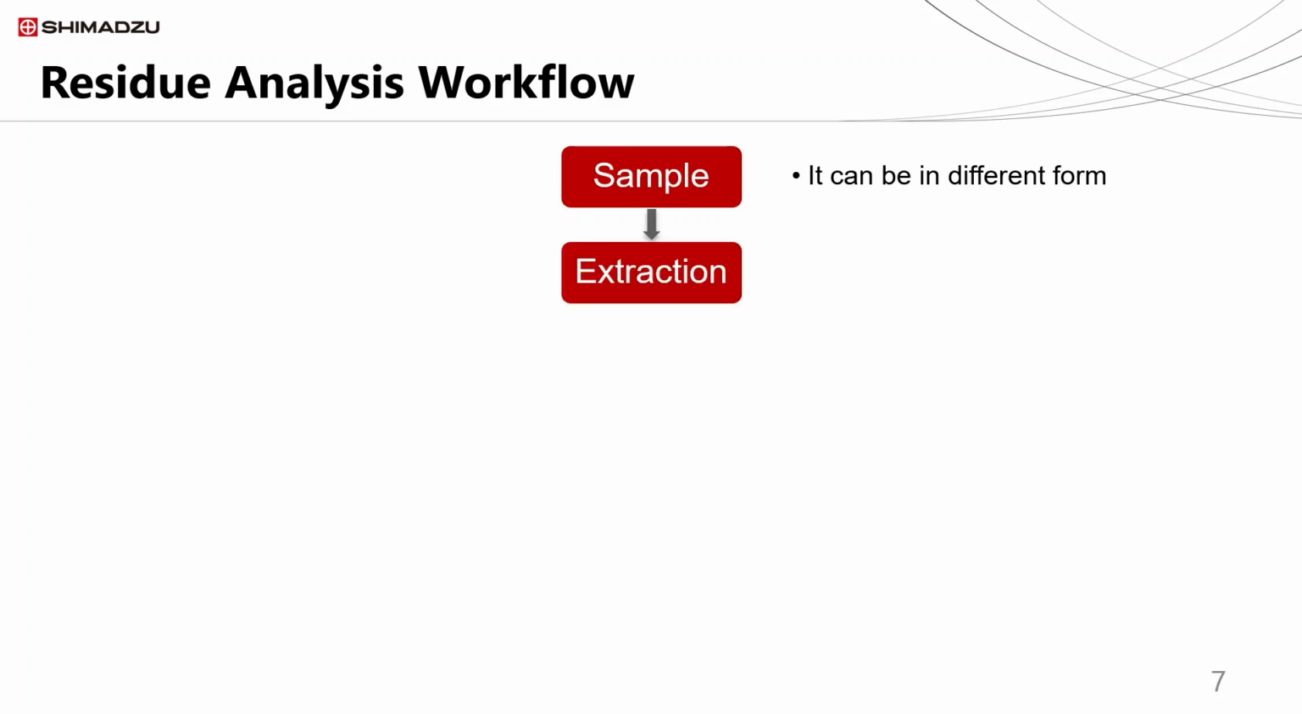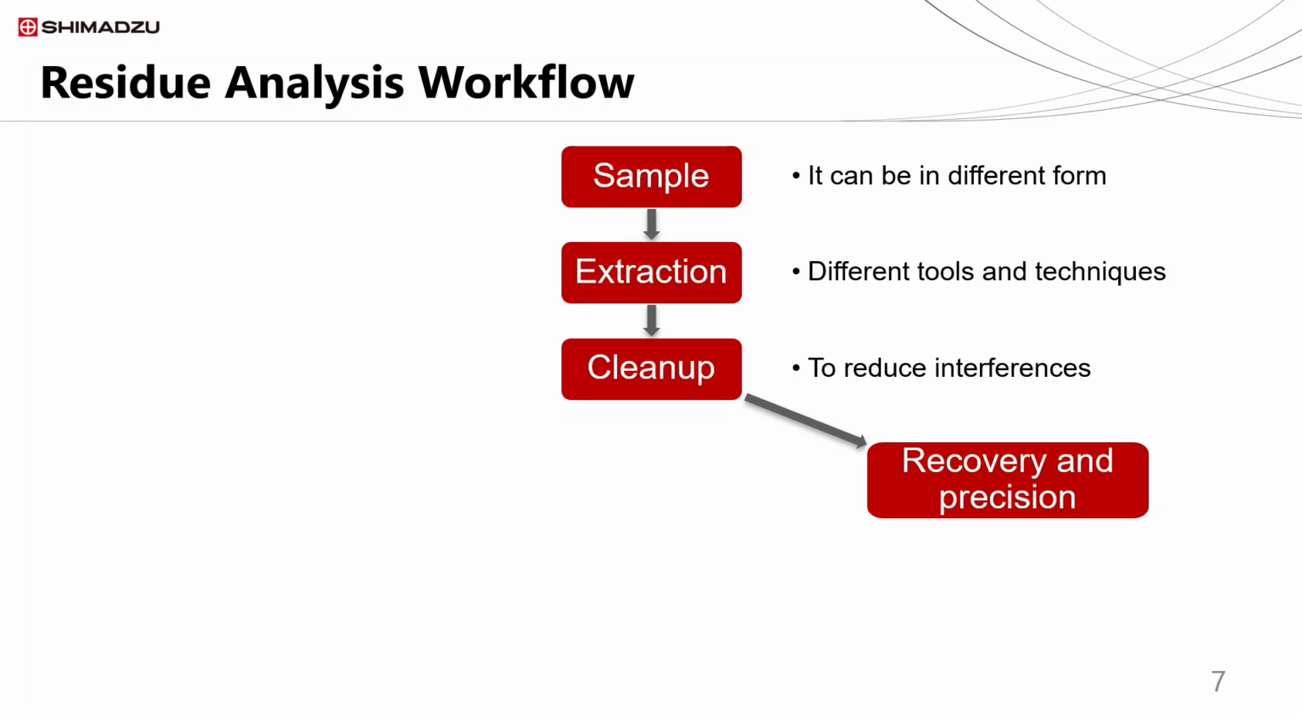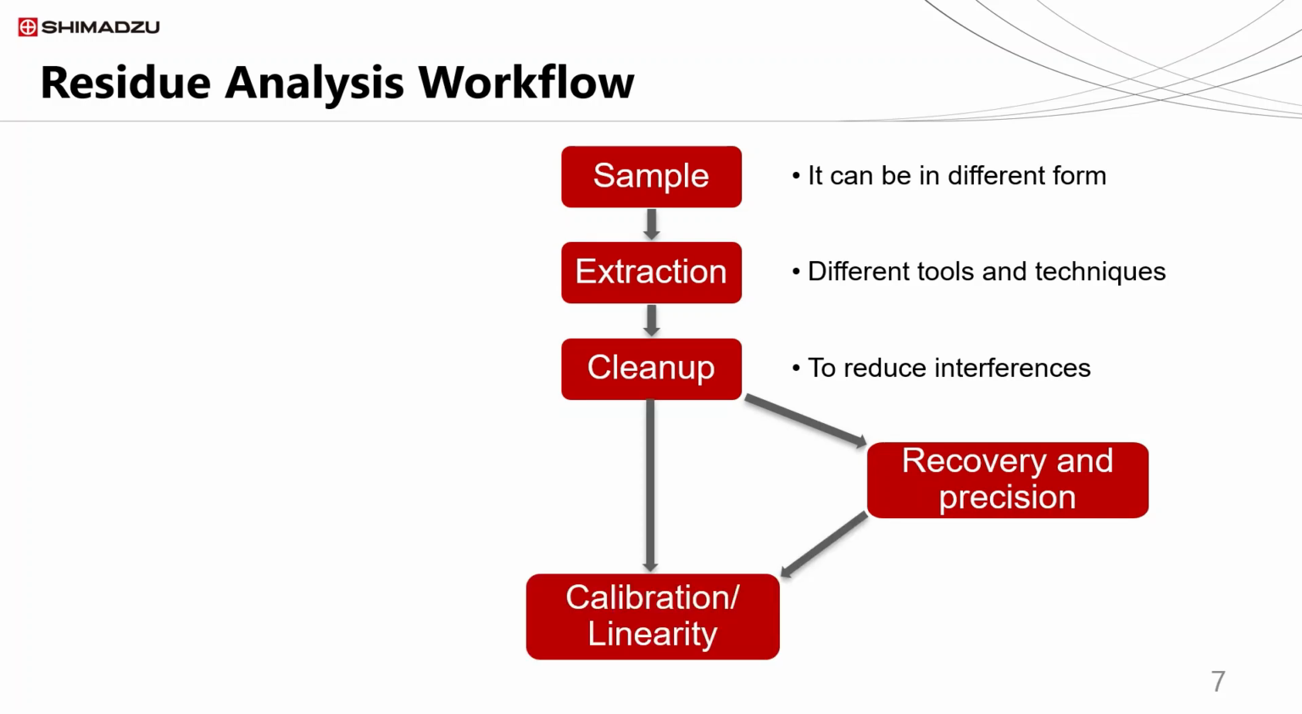So we need to use different tools and techniques for sample extraction as well as sample cleanup. Sample cleanup is essential as it reduces interferences coming from the sample matrix. Once sample cleanup is done, we need to study recovery as well as precision. This study is mostly carried out at the time of method development and method validation. For routine analysis, we can directly prepare calibration solutions from low concentration to high concentration. This calibration solution is essential for accurate quantitation.